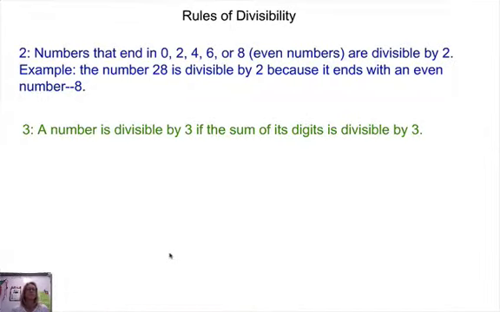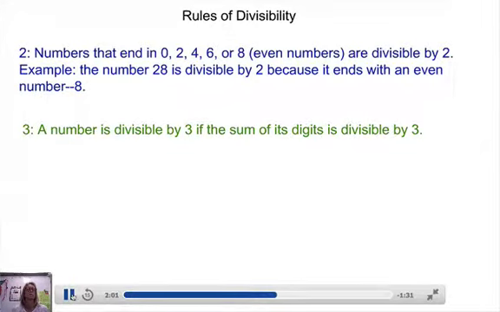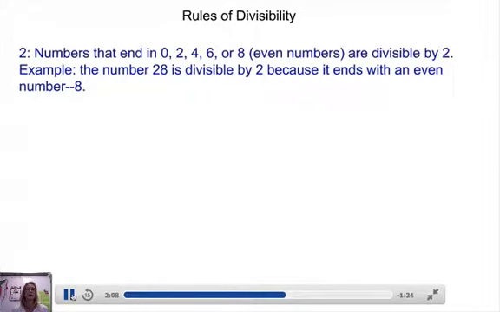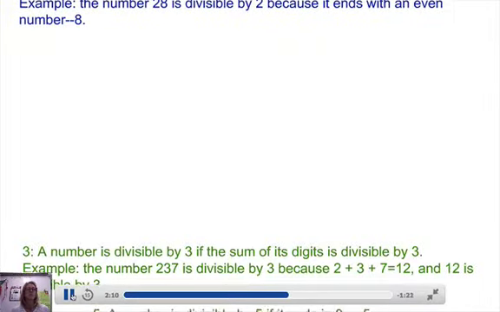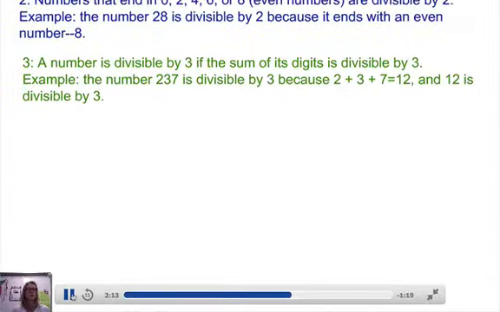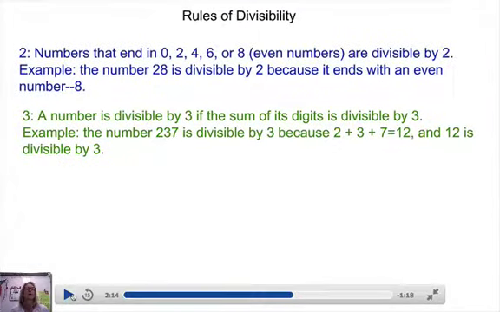So next, how about 3? A number is divisible by 3 if the sum of its digits is divisible by 3. So what we mean is, when we add up the digits, is the answer to that equation divisible by 3? So we're going to take a look at 237. If I take 2 plus 3 plus 7, it equals 12. And 12 is divisible by 3. Therefore, we know that 237 is also divisible by 3.